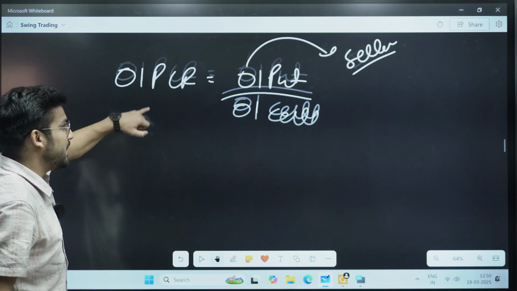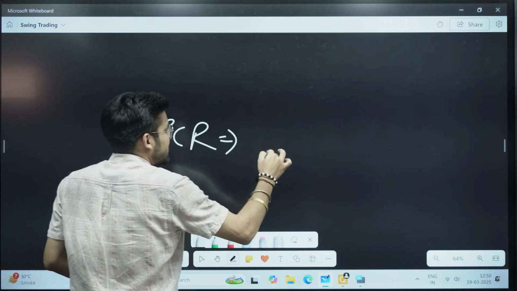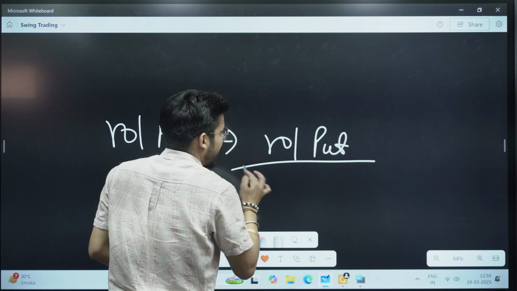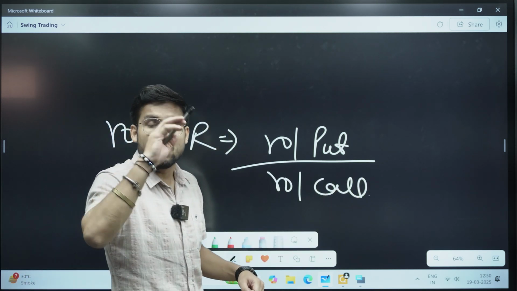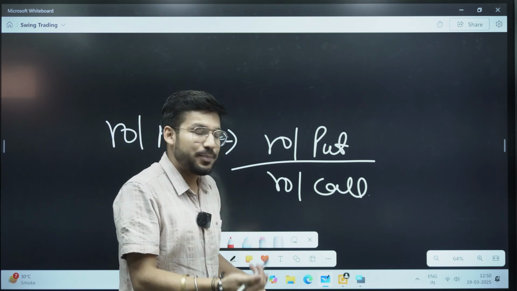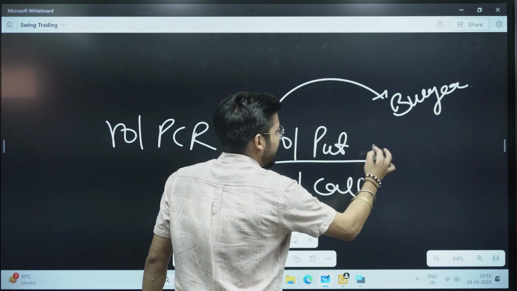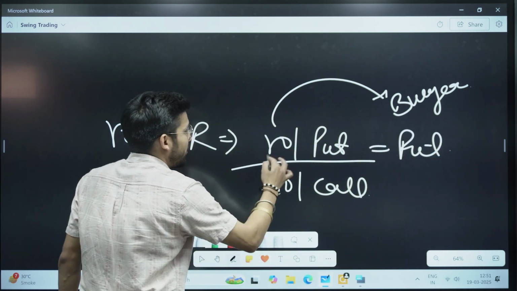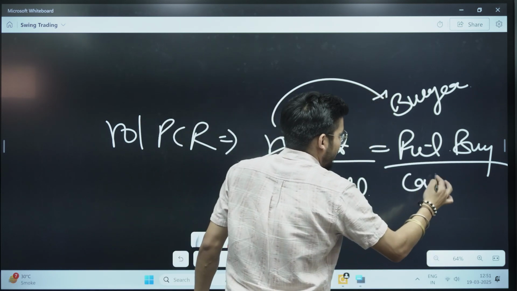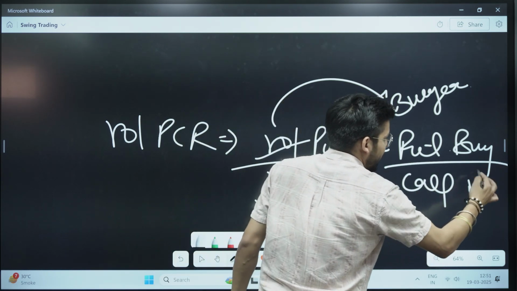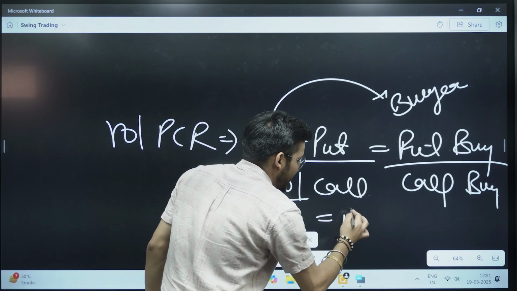But now when we talk about volume PCR, it means the volume from the put side and the volume from the call side, right? As we have deciphered the open interest in terms of sellers, we will be interpreting the volume in terms of buyers. So it means put, and instead of volume I can write buyer, so it means put buyer, right? Similarly call, and in place of volume I'll write buyer. So if I'm buying a put, it means my view is bearish in the market, right?